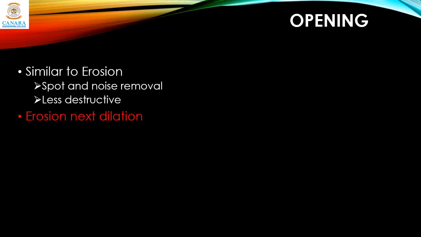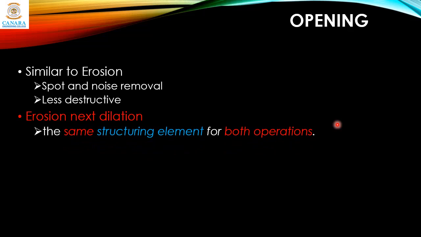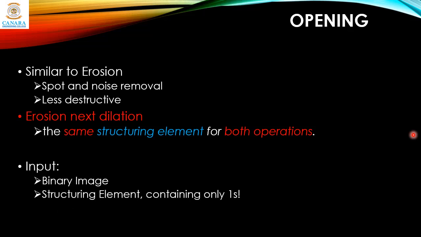So basically how we perform opening is we'll first perform erosion and then we'll perform dilation. Okay, so on a given image or an object, we'll perform erosion first and then we'll do the dilation using the same structuring element for both operations. For erosion and dilation we'll use the same structuring element. And for performing opening, the input required are a binary image and a structuring element containing only ones. Okay, so these are the requirements for performing opening.